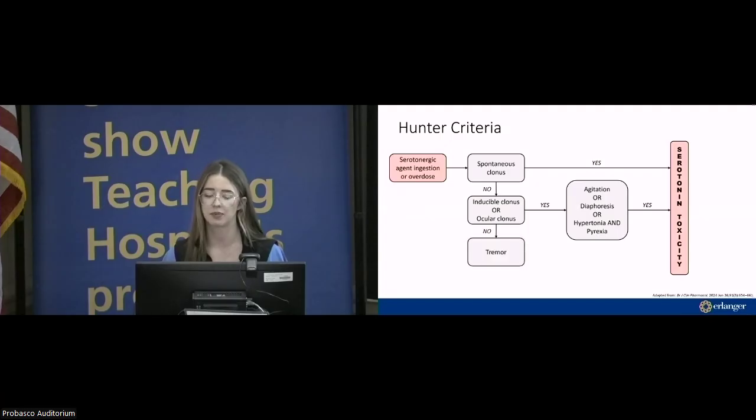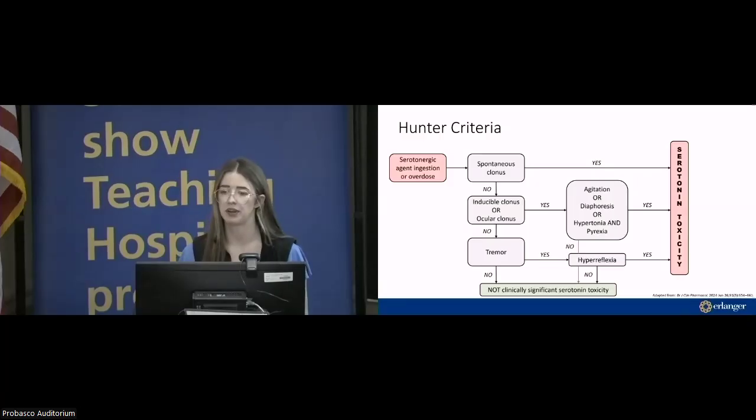If clonus is absent, tremor with hyperreflexia can also meet criteria. The key takeaway is that clonus and hyperreflexia are central to the diagnosis of serotonin syndrome and can help differentiate it from NMS, which is characterized by rigidity and hyporeflexia.